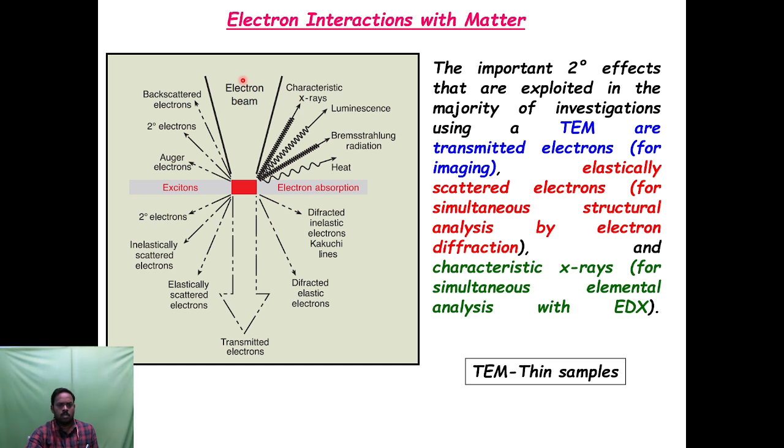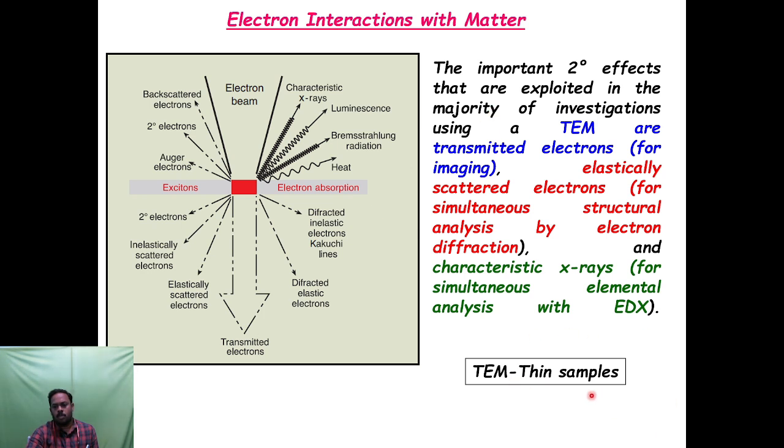Once the electron beam hits the sample, there are several processes. Based on the electron beam energy and the thickness of the sample, we can expect different kinds of electrons: secondary electrons, backscattered electrons, transmitted electrons, or elastically and inelastically scattered electrons.